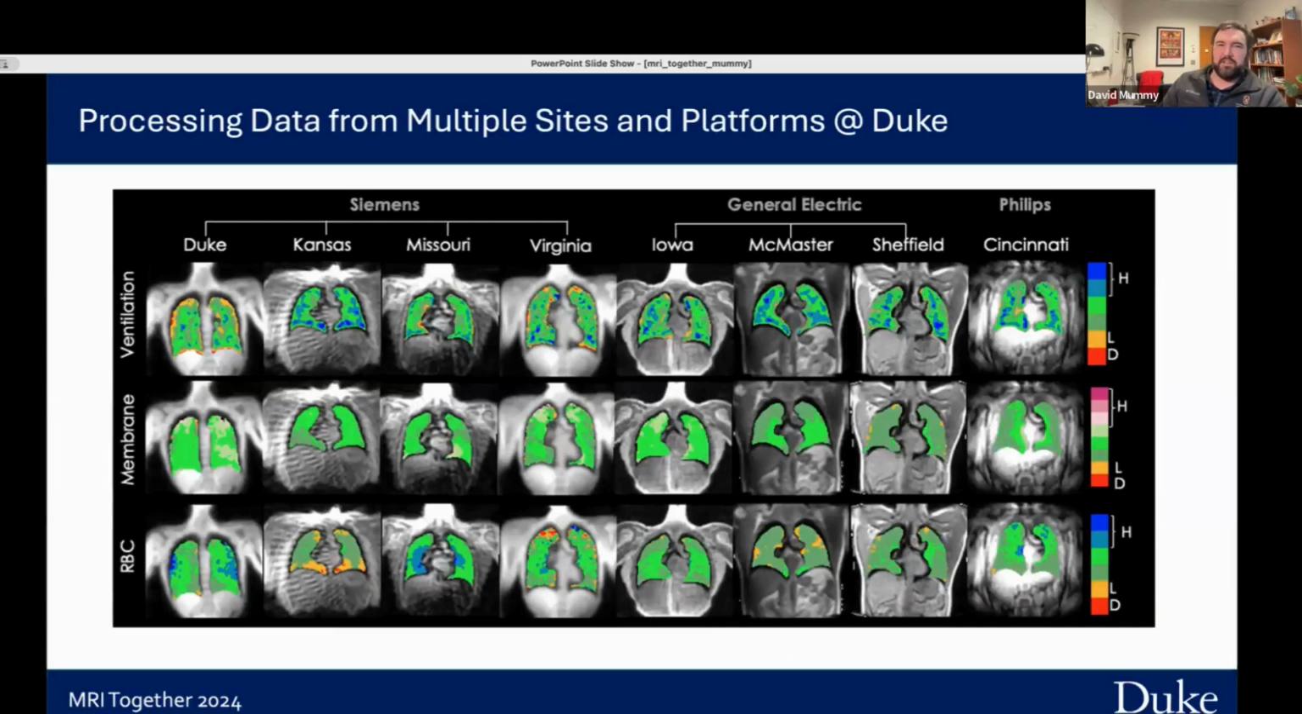So this is the piece de resistance of that original Genentech study. Now, we only actually used 2 of the sites, got as far as recruiting patients before the rug got pulled out from under us, but we did do qualifying scans on quite a few sites. Duke, Kansas, Missouri, Virginia, Iowa, McMaster, Sheffield, and Cincinnati on all 3 scanner platforms.